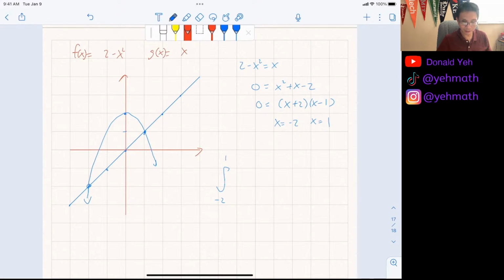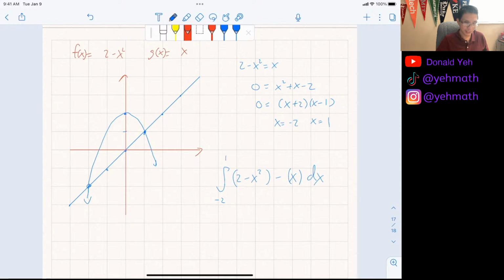Which one is on top in this region? Yeah, f of x is always on top. Not always. Most of the time. Sometimes. Some of the time. So it really depends on which part it is. So it's a really tricky question, right?